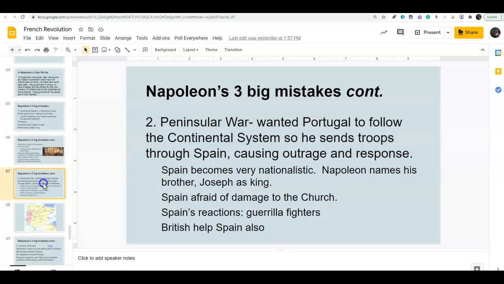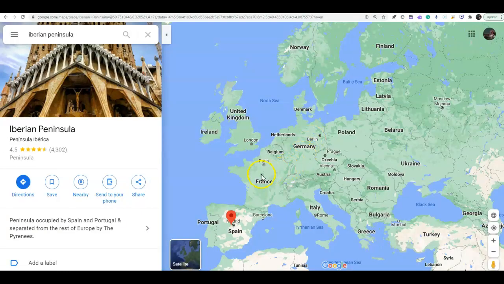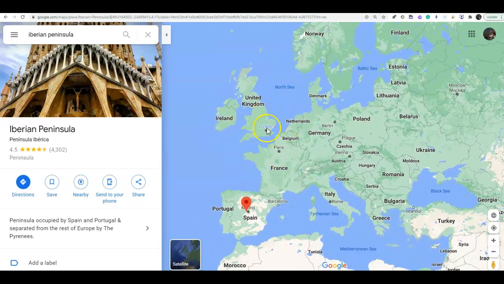Napoleon's second big mistake was called the Peninsular War. So very similar situation coming off of the continental system. Portugal, which is right here, this is the Iberian Peninsula, you've got Spain and Portugal. France is right here. Portugal is continuing to trade with the United Kingdom. Napoleon, who's in France, is upset with that. So what he's going to do is send troops through Spain into Portugal to get them to stop trading with the United Kingdom.